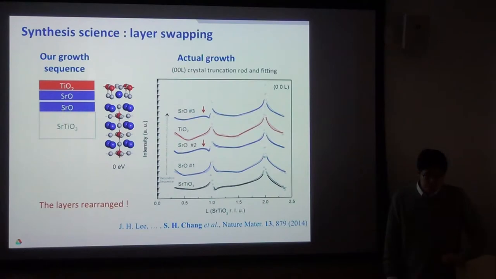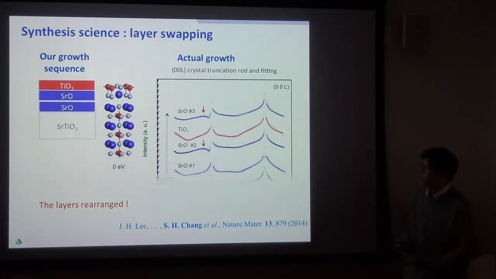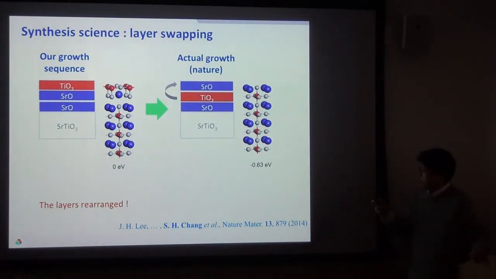So what did we understand from the in situ oxide MBE? We learned a lot of synthesis science. Even though we deposit two SrO layers and one titanium layer, by using in situ X-ray studies, we see it doesn't happen that way. If you look at this X-ray pattern, the second SrO pattern is exactly the same as after the last deposition. Then what happened? If you deposit the titanium, the second strontium layer is swapped during the growth process.